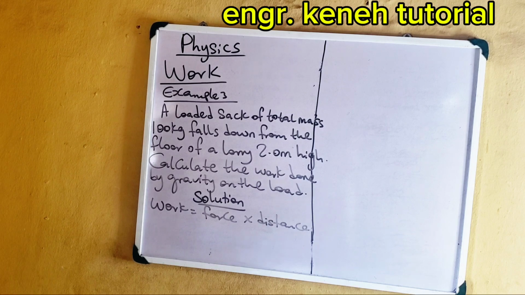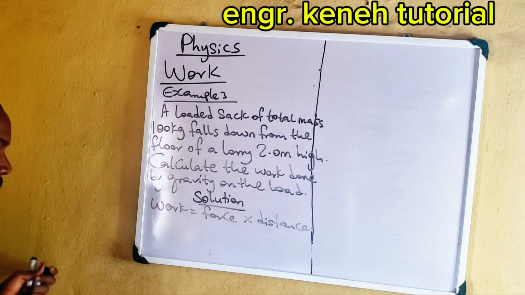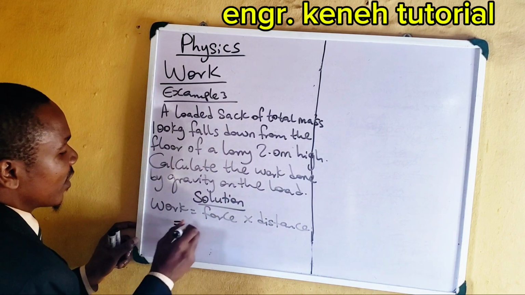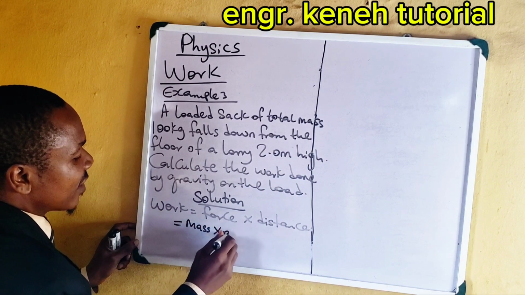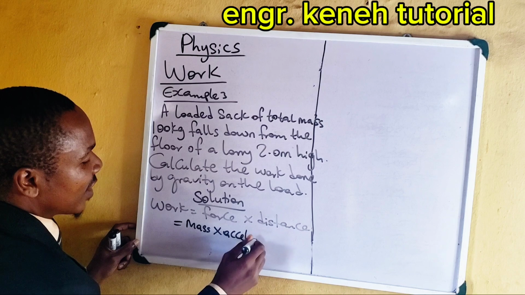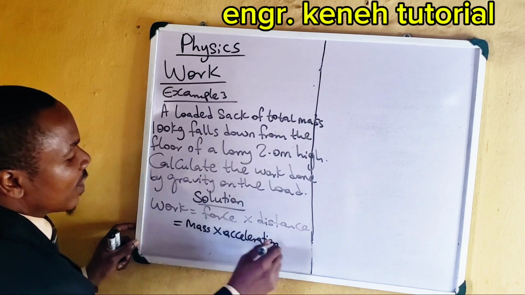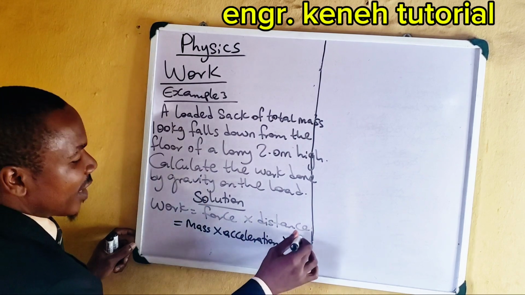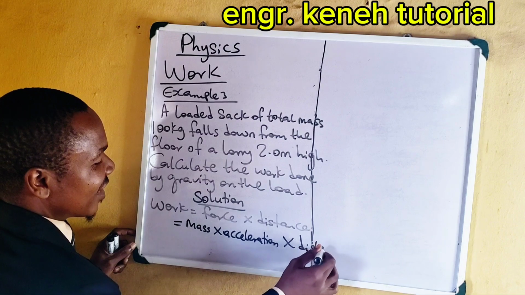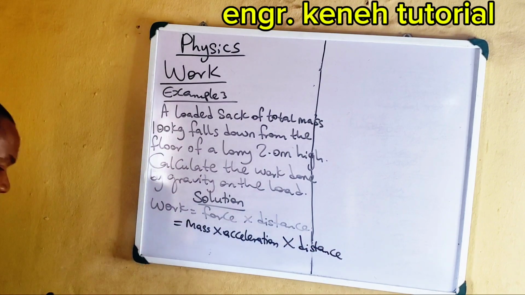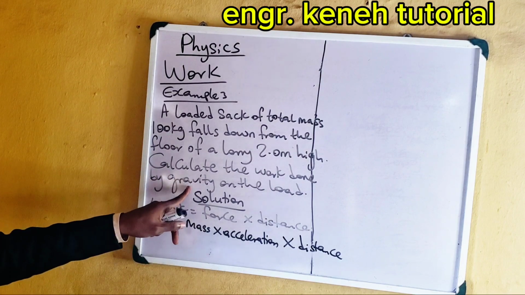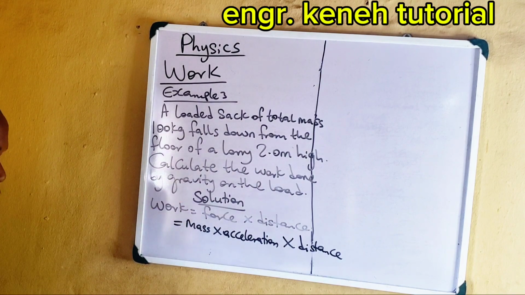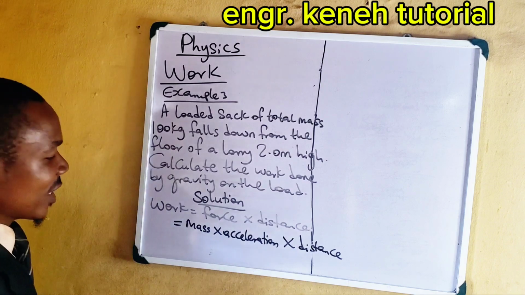But here they didn't give us force, they gave us mass. But we know that force is equal to mass times acceleration. Acceleration, that is the value of force. So you now have times what? Distance. You have times distance like this. All right, so we can still use this to solve. The acceleration we are talking about here is acceleration due to gravity, which we are going to take to be what? 10 meters per second square.